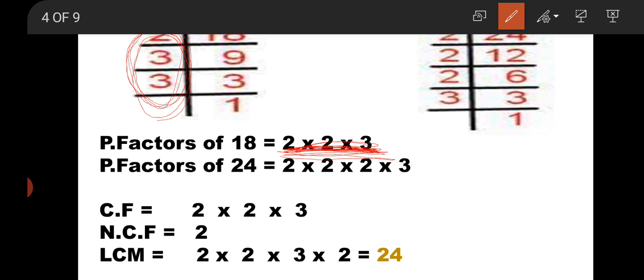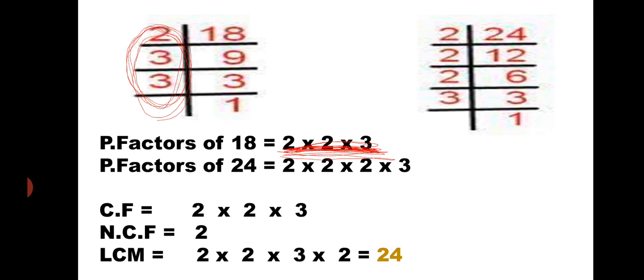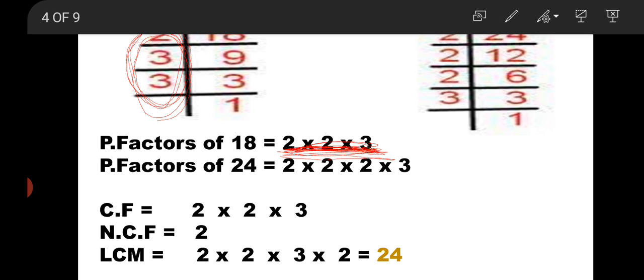Clear? Now students, we have to find the prime factors of 24. 2 12s are 24. Now we have 12. 2 6s are 12. Now we have 6. 2 3s are 6. And now we have 3. 3 1s are 3. So students, these are the prime factors of 24: 2 into 2 into 2 into 3.